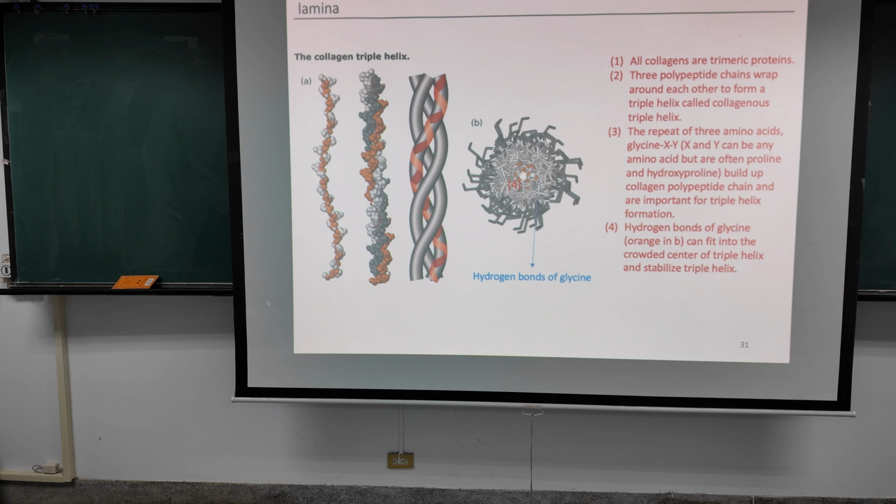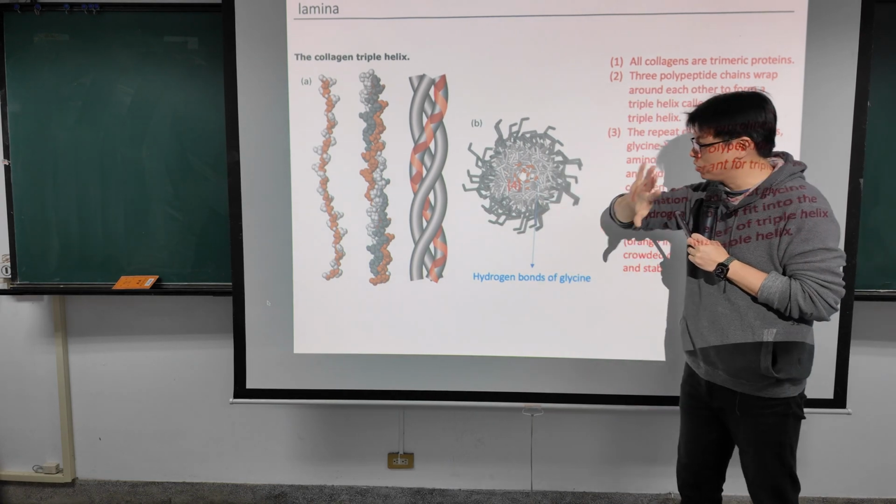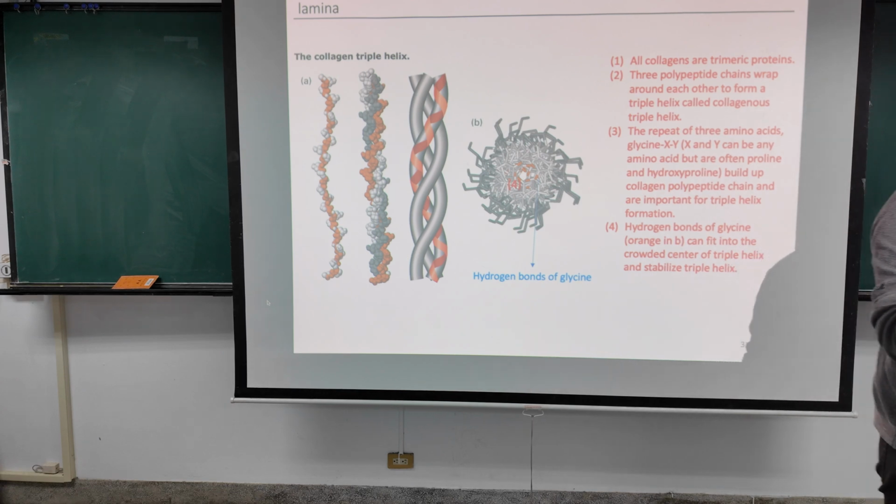If you check the amino acid sequence of the collagen, you will find a lot of repeats of three amino acids: glycine, X, Y. X and Y can be any amino acid, but they are often proline and hydroxyproline. So you will see a lot of glycine, X, Y, mostly glycine, proline, and hydroxyproline, because they wind up really tightly. So the center area will be super crowded. If you use a top view, this lumen will be really crowded, with limited space.